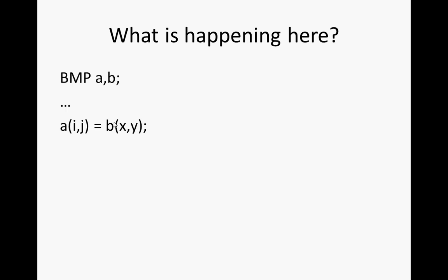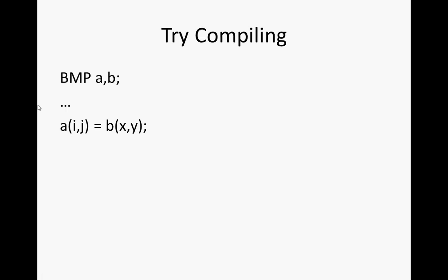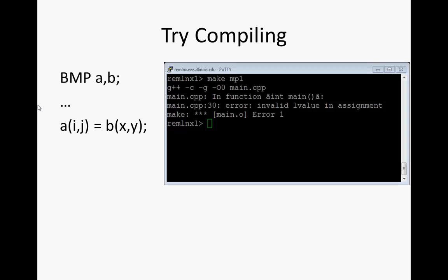Let's say you have a couple of BMPs, A and B. And here we'll try and use the overloaded parentheses operator, which if you remember returns an RGBA pixel pointer. So what this is trying to do is assign the XY coordinates of B to the IJ coordinates of A. So let's see what happens if we try and compile this. All right, this statement right here was line 30, and it says invalid L value in the assignment.